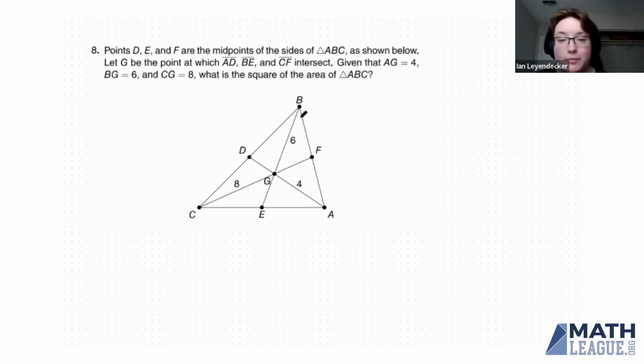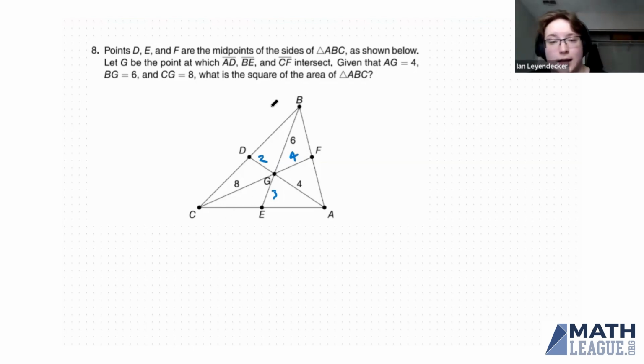So in this case, if line BG is length 6, then GE is going to be half of that, or 3. If line AG is 4, then GD must be 2. And since CG equals 8, GF must be equal to 4 to satisfy our ratios.